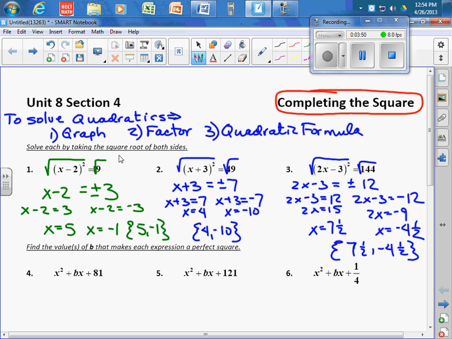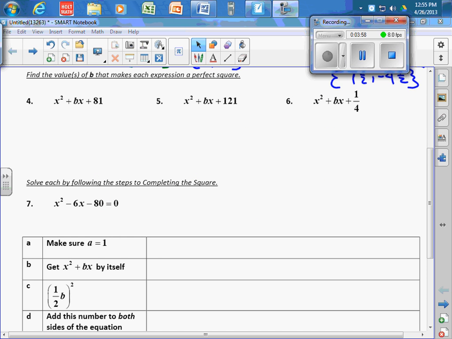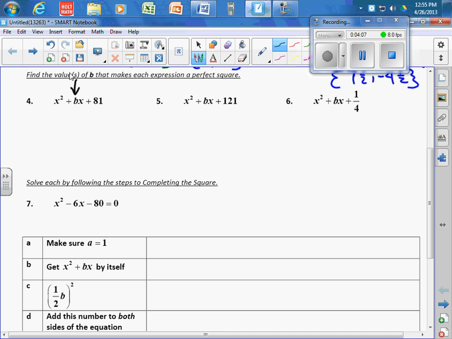Make sense so far? Okay, good. Let's go on to the next set of problems and see what we're doing there. All right, numbers 4, 5, and 6. We want to find the values of b. So we want to know what this number is going to be right here. What's b that will make each expression a perfect square?